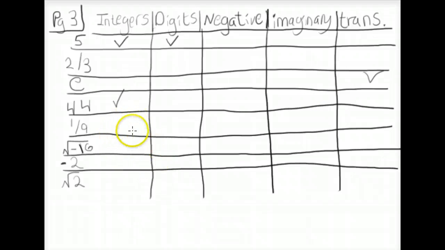1/9 is not an integer. It is not a digit. It is not negative. It is not imaginary. And it is not transcendental. So we won't check any of these, but it would be a rational number.